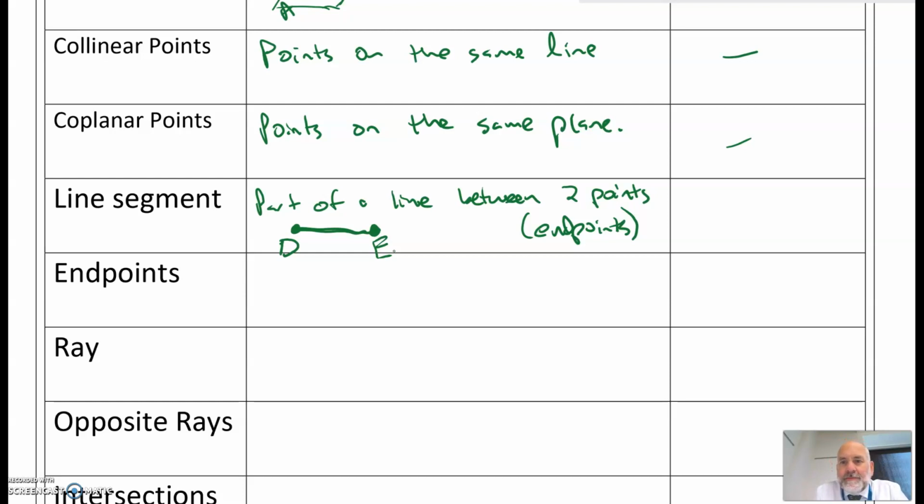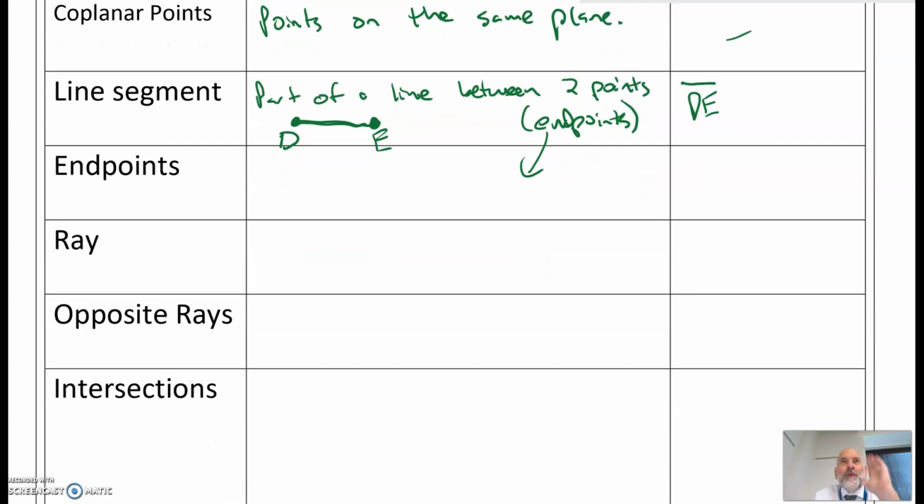Now, how are we going to write this? If we just write DE, we won't know if you're talking about points or what. If we wrote DE with a line arrow over it, then that would be the infinite one. That's not what we mean. So we have to write DE with a segment over the top of it with no arrows. That way we're describing just the points between D and E, including those endpoints, that segment and nothing more. All right, endpoints, the 2 ends on a segment. I kind of described what those were there.